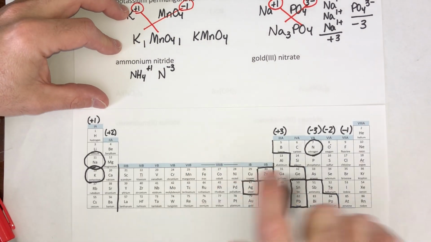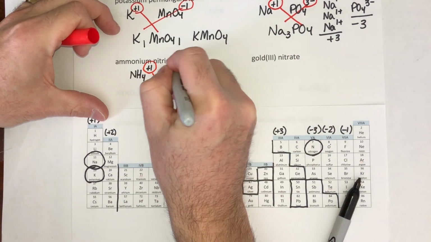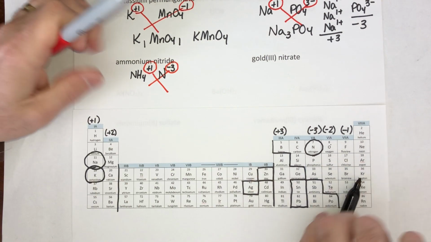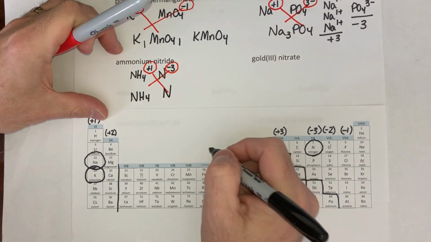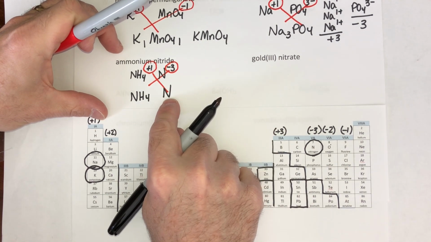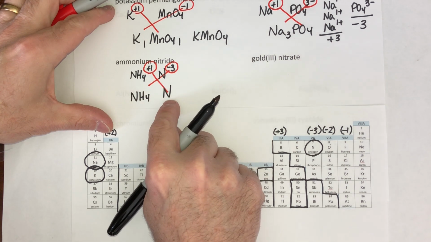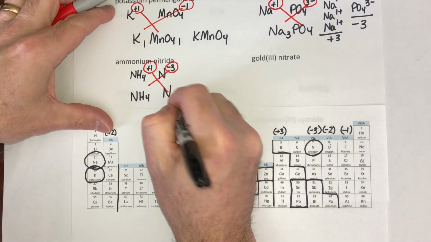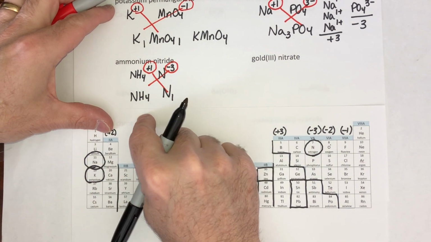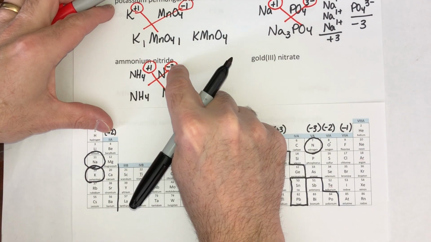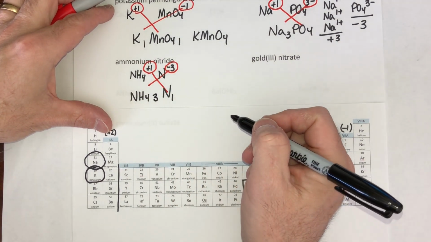Okay, so once you've found these, we're going to take our charges and switch them to tell us how many of each one we need. So I've got NH4s and I've got Ns. Let's do the N first. Because the charge on the ammonium was +1, I only need 1 nitrogen. You can put the 1 there, but I'm going to get rid of it in a minute. Now, for the ammonium, because there's a charge of 3 on the nitrogen, I'm going to need 3 of them.